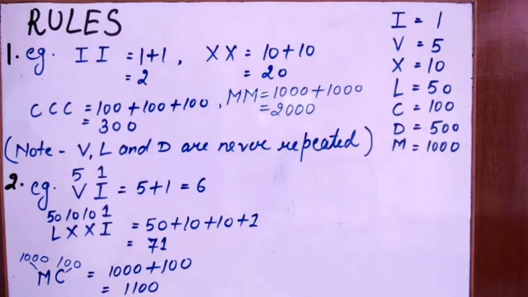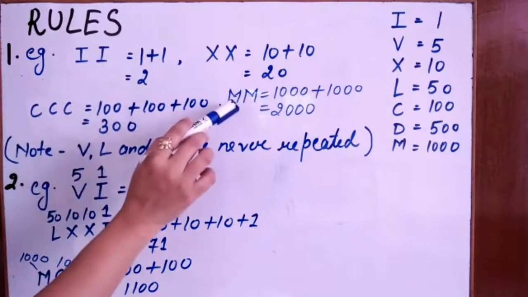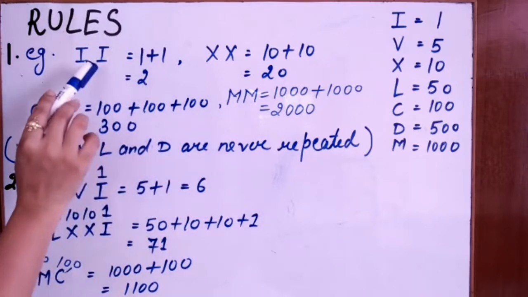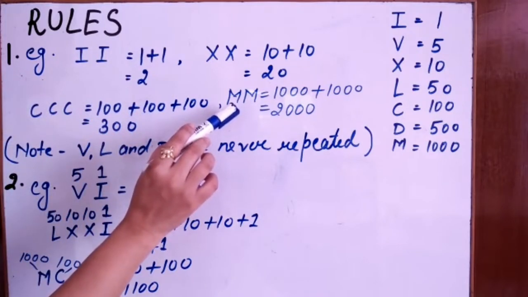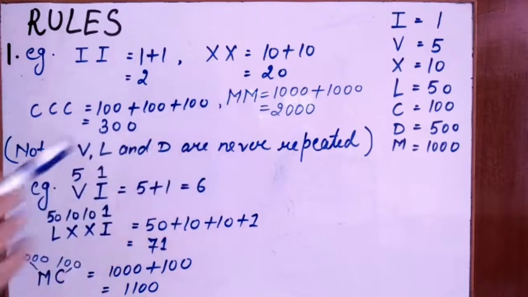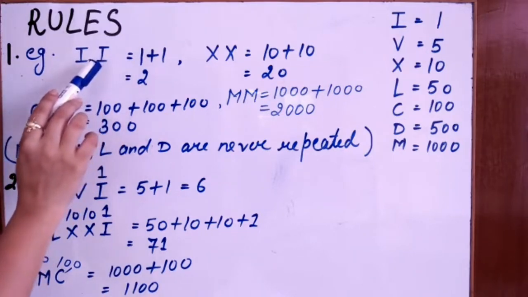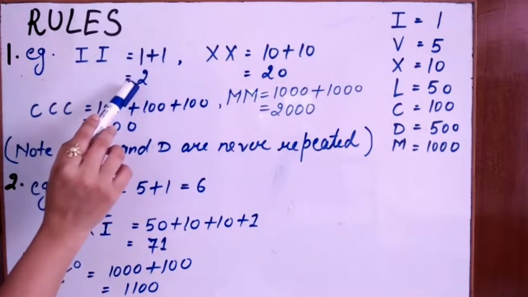There are some rules for writing Roman numerals. The first rule is letters I, X, C and M can be repeated up to 3 times. I repeat, letters I, X, C and M can be repeated up to 3 times. The repetition of a Roman numeral means addition. Understood? Here I is 2 times. The value of I is 1. Then we will add 1 plus 1 is equal to 2.